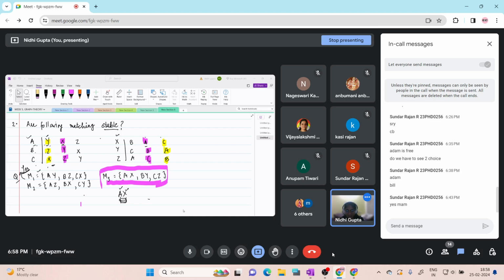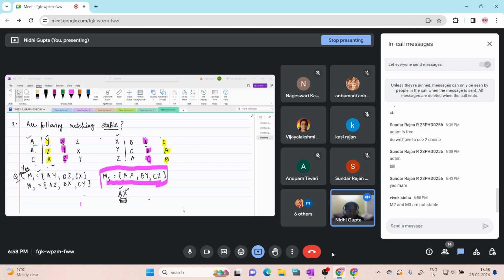Anupam, you said M3 is a stable matching. Why do you think it is a stable matching? No, ma'am, it is not a stable matching. Okay, Vivek is also saying it is not a stable matching, then you should be able to give me a blocking pair.